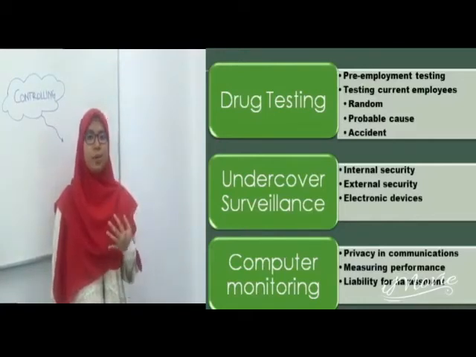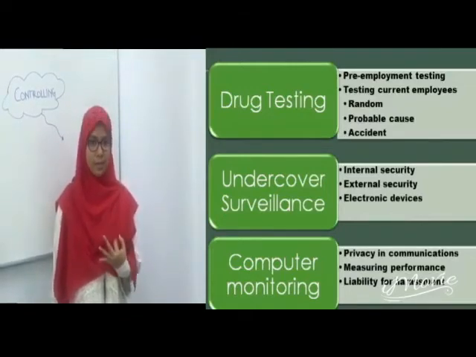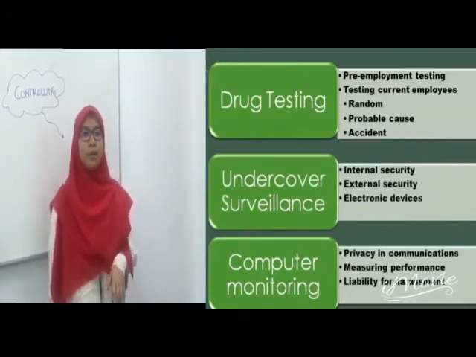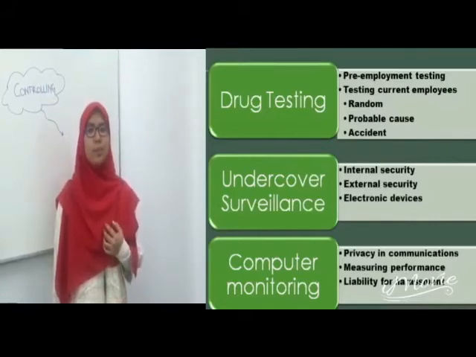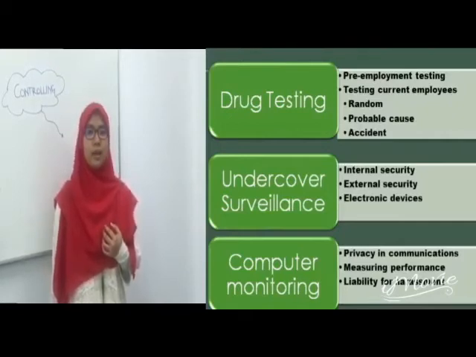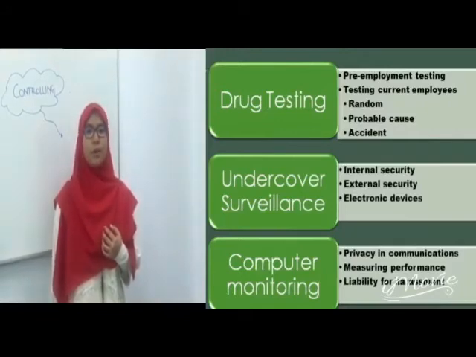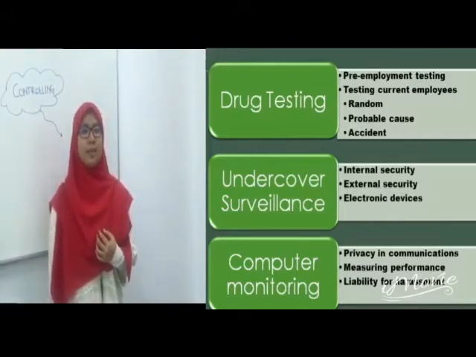So after that, another type of drug testing focuses on testing current employees. Organizations can follow any of three policies. The first policy is random. Random testing subjects employees to announced and scheduled examinations. The second policy is probable cause. If an employee exhibits suspicious or erratic behavior, or if drugs are found in an employee's locker, there may be probable cause for testing.